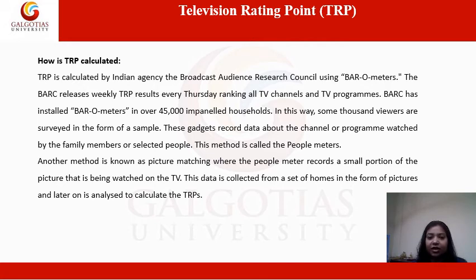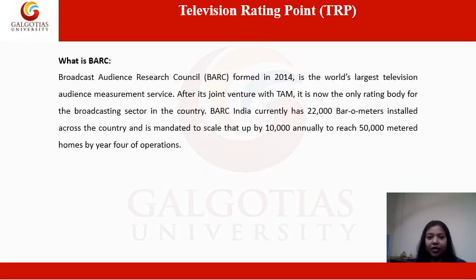These gadgets record data about the channel or program watched by the family members or selected people. This method is called the people meters. Another method is known as picture matching, where the people meter records a small portion of the picture that is being watched on the television. This data is collected from a set of homes in the form of pictures and later on is analyzed to calculate the TRPs.